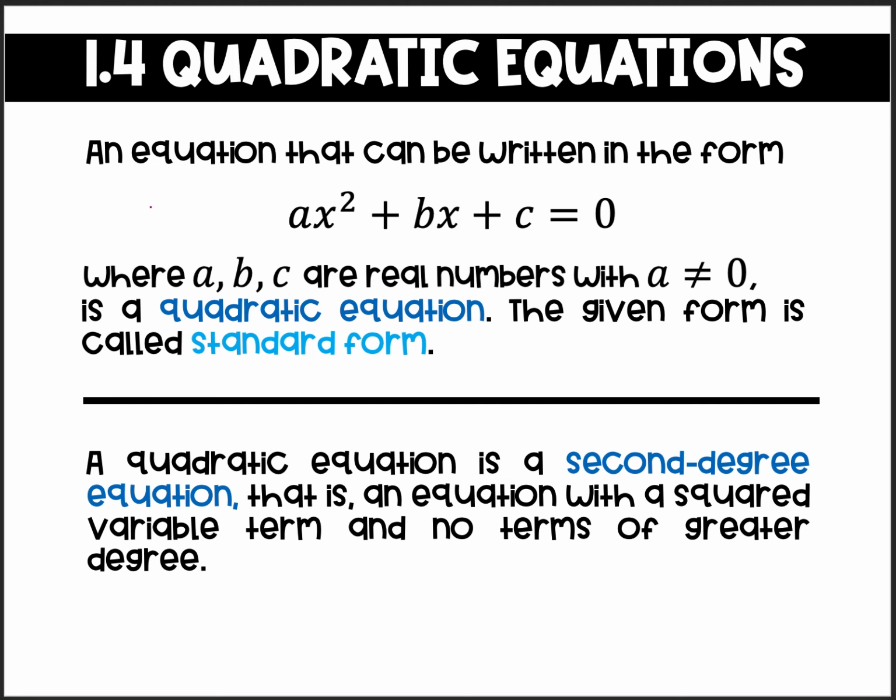The definition of a quadratic equation: it's an equation that can be written in the form ax squared plus bx plus c, where a, b, and c are real numbers, and your a, your leading coefficient, cannot be 0, because otherwise this whole term is 0 and you have a linear equation instead of a quadratic equation. This form, ax squared plus bx plus c, is called standard form.